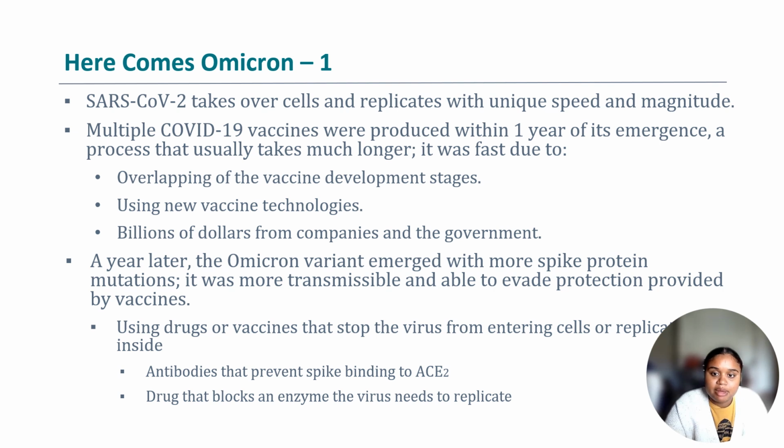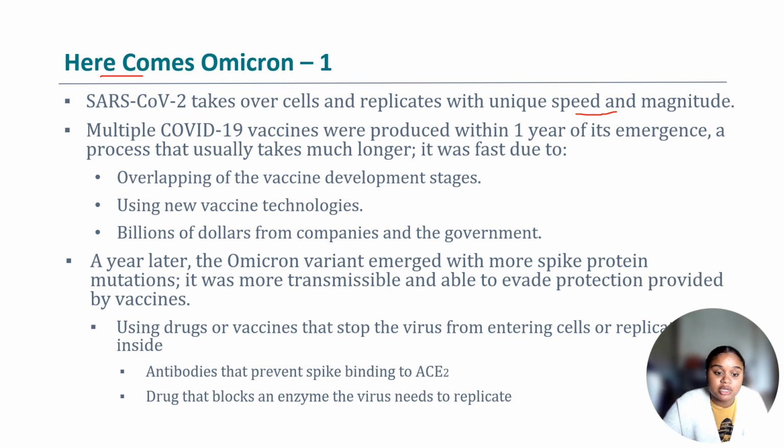The double membrane bound nucleus is the hallmark organelle of all eukaryotic cells. It is double membrane bound, by the way. So yes, we went over Omicron, takes over the cells, replicates with a unique speed and magnitude, because again, it's mutated, so it's more efficient. Multiple vaccines were produced within a year of the emergence, and it usually takes much longer. It was fast because of the overlapping of vaccine development.